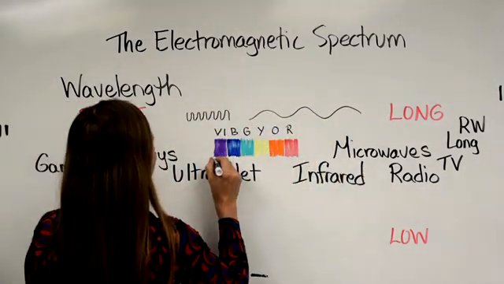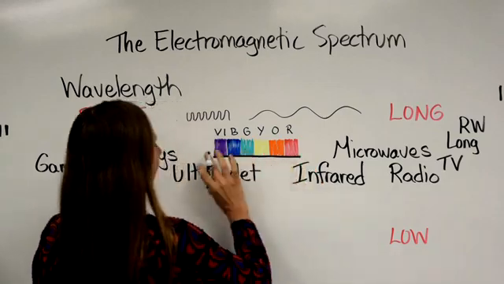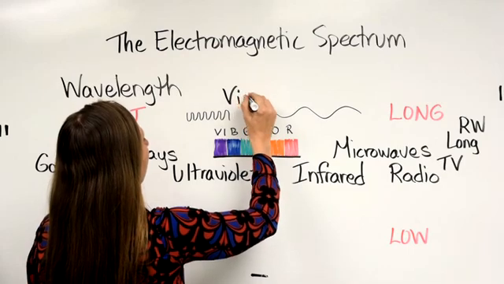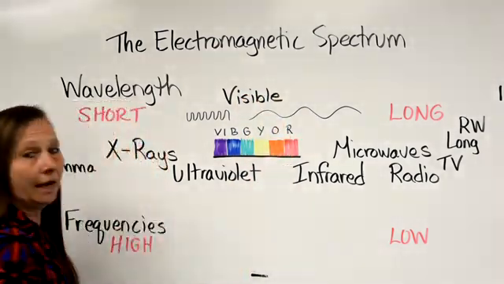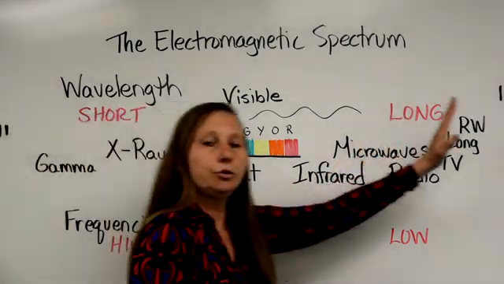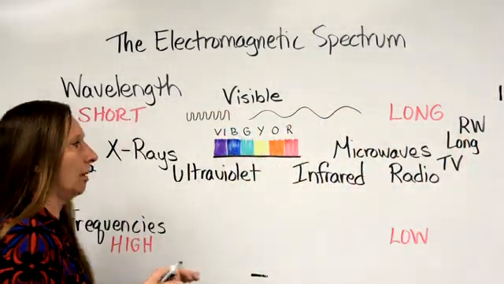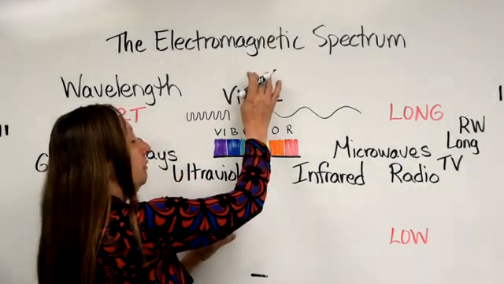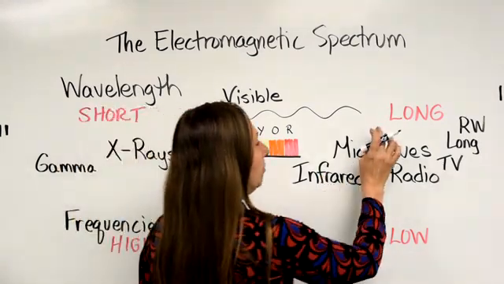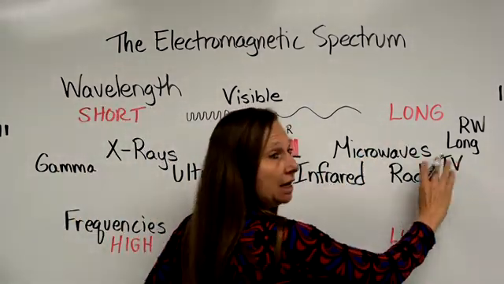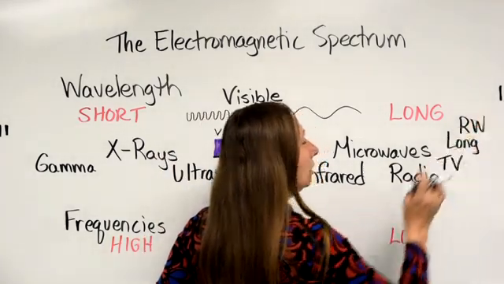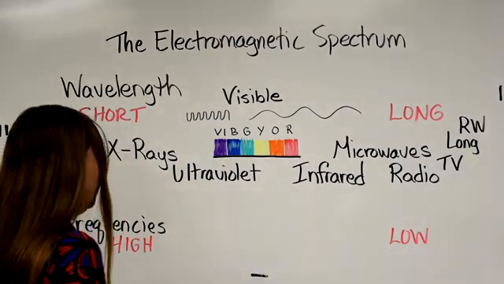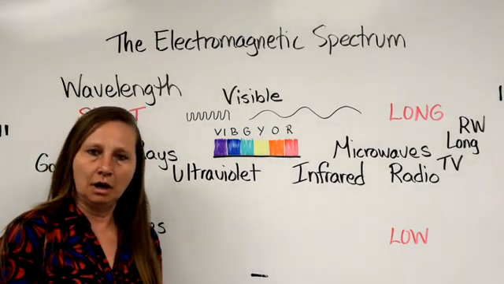Now let's remember that the colors are going to be visible light. I'll draw that up here. Visible light. From the shortest to the longest, the types of light are gamma, X-rays, ultraviolet, visible light, infrared, microwaves, radio waves, and some television waves mixed in there, and longer radio waves. So these are all the different types of light.